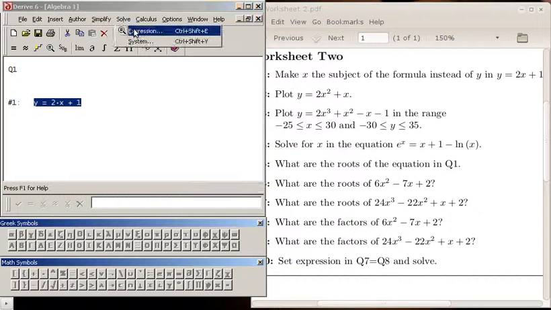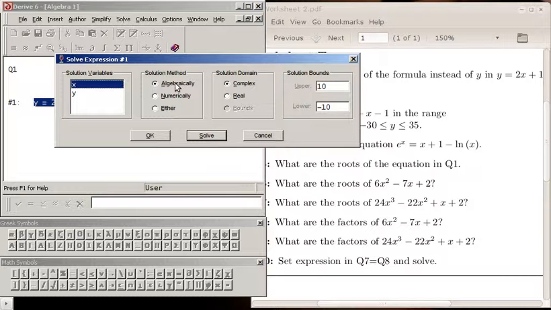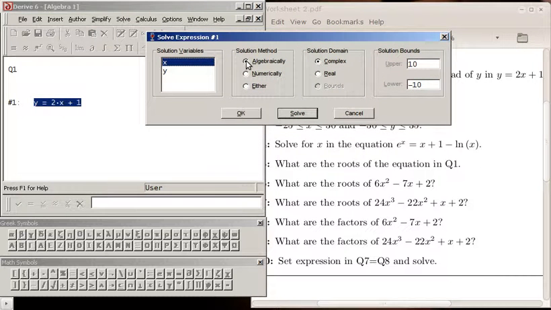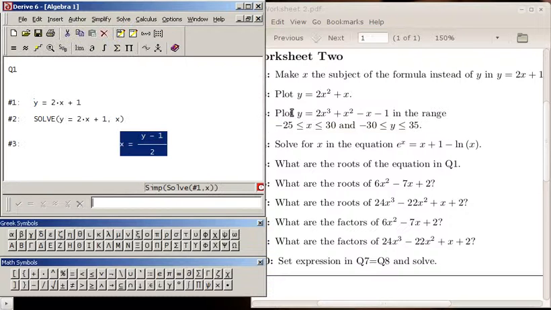Well, let's explain. Algebra will give me the answer as a formula. Numerically will give me the answer as a number. And either will try to do both. Here we want algebraically. Our earlier answer of x equals 0.5 is fine also, because 1 over 2 is 0.5, but this one looks a little bit neater. So you can try the different options and see what answers you get.